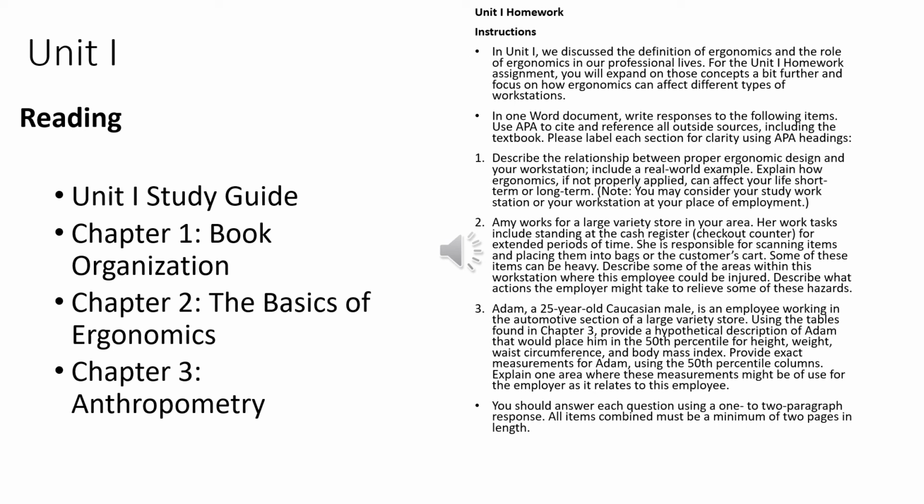Using the tables found in Chapter 3, provide the hypothetical description of Adam that would place him in the 50th percentile for weight, height, and waist circumference and body mass index. Provide exact measurements for Adam using the 50th percentile columns. Explain one area where the measurement might be off of use for the employer as it relates to the employee.